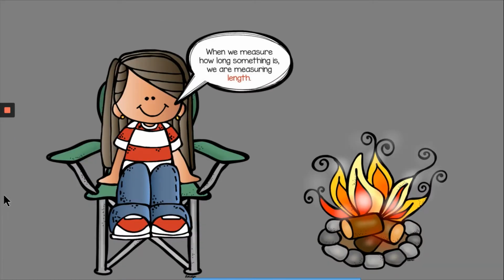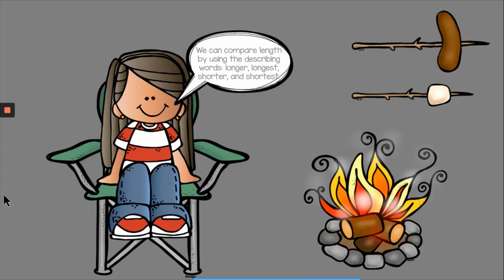When we measure how long something is, we are measuring length. We can compare length by using the describing words longer, longest, shorter, and shortest. In order to compare length, we have to make sure the ends of each object are lined up together. See how the ends of the sticks make a straight line? That is really important when we are comparing length.